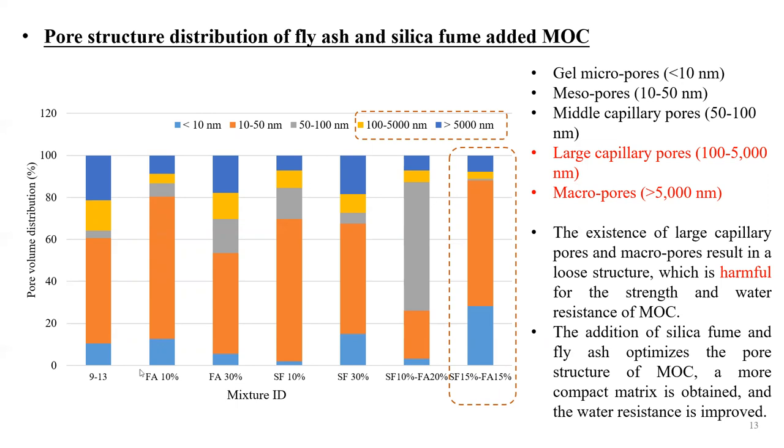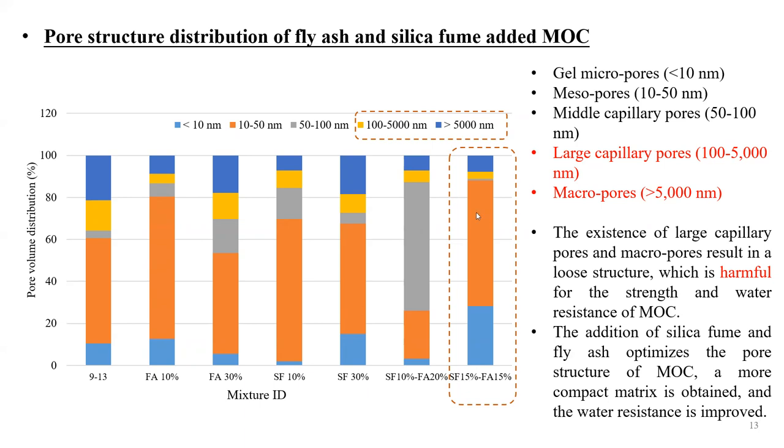Okay, so here we can see all the mix designs: the basic formula without any additives, fly ash 10/30, silica fume 10/30, and also different combinations of fly ash and silica fume, of course including our desired one, the best one. Let's see the distribution of this one.